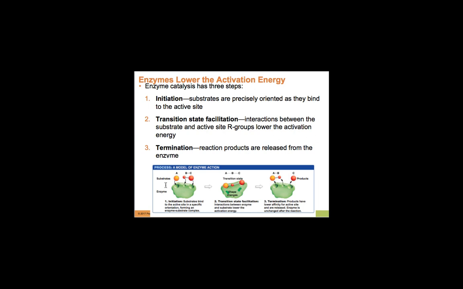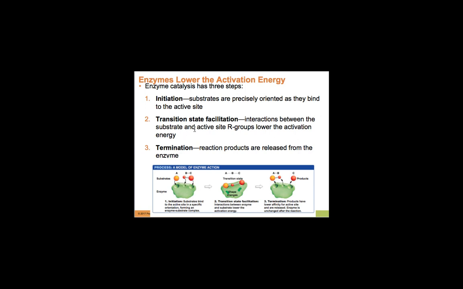Alright, how does enzyme catalysis take place? What happens here? It has three major steps. First is initiation. Initiation takes place when our substrate is precisely oriented in order to reach the active site of the enzyme. Right? Initiation. We have to make sure we're close enough.